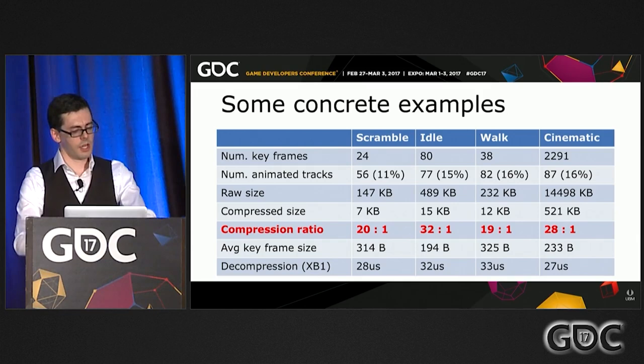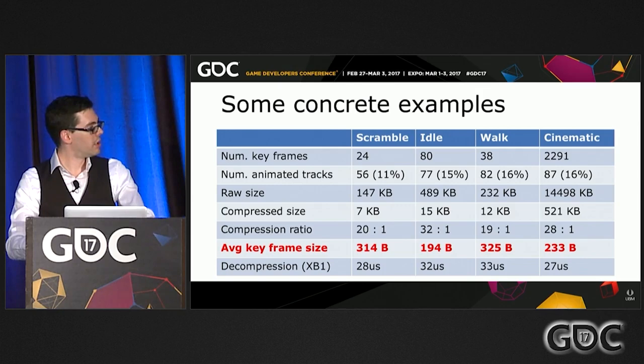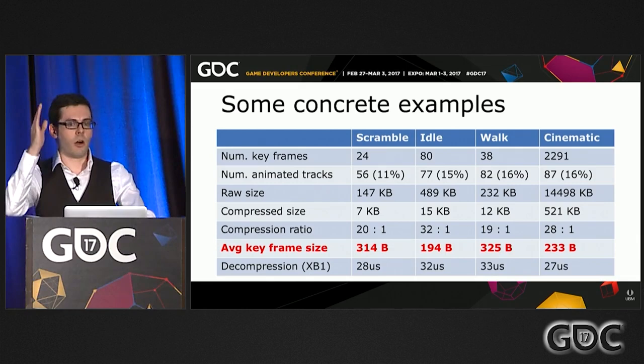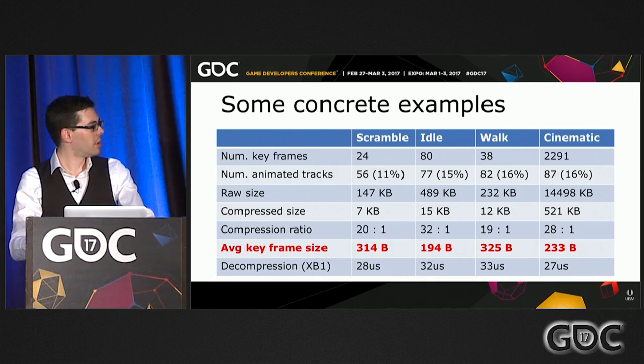I also extracted the average keyframe size because I thought it was very telling. This is the number of bytes to represent all tracks at a particular point in time. So a whole keyframe across all tracks. And what we can see here is that it essentially fits between 3 and 5 cache lines. So when we're sampling our clip, we need to interpolate between 2 keyframes. So we need to read twice that amount of bytes, essentially, to interpolate.